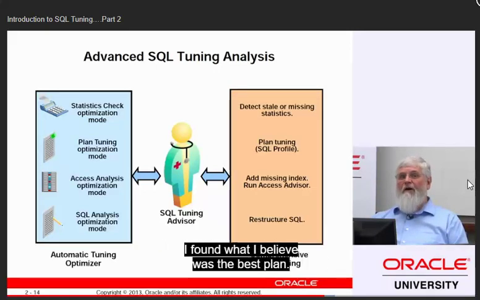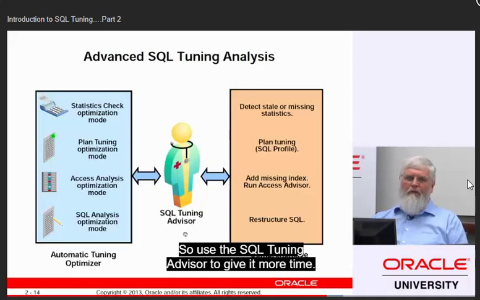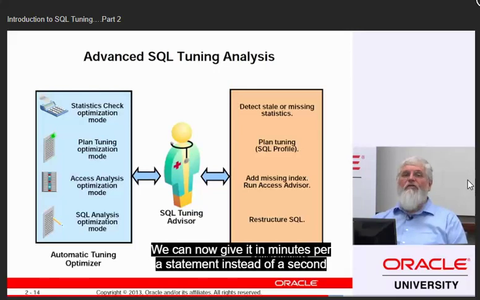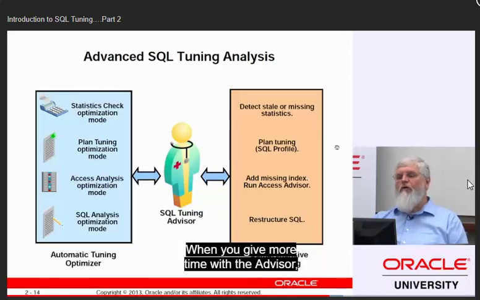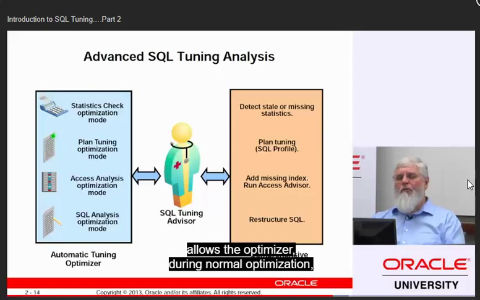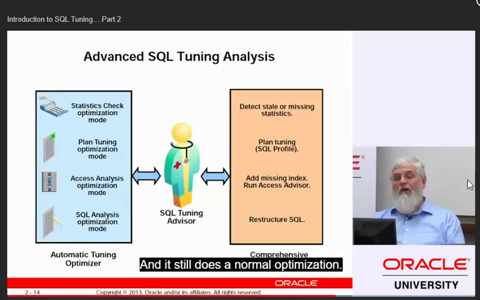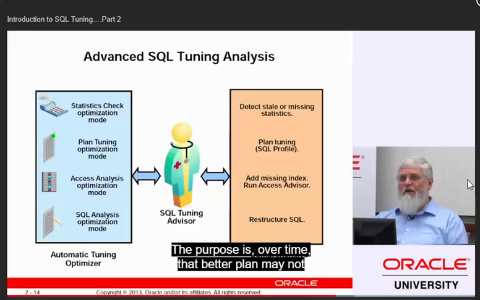We can now give it minutes per statement instead of the second that we have. And then it may find a better execution plan. When you give it more time with the advisor and it finds a better execution plan, it can suggest a profile be created. It's an object in the data dictionary that allows the optimizer during normal optimization to include that better plan, and it still does the normal optimization. The purpose is that over time, that better plan may not be the best plan into the future. Your data may change, your environment may change, so maybe it's not the best plan, so we still let it optimize.